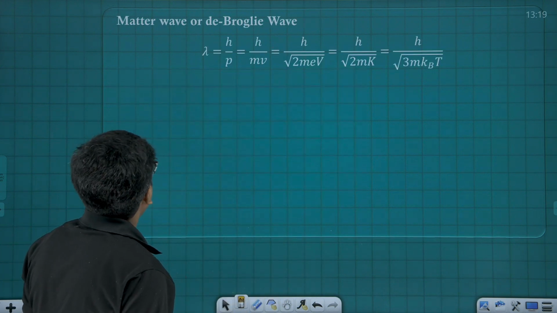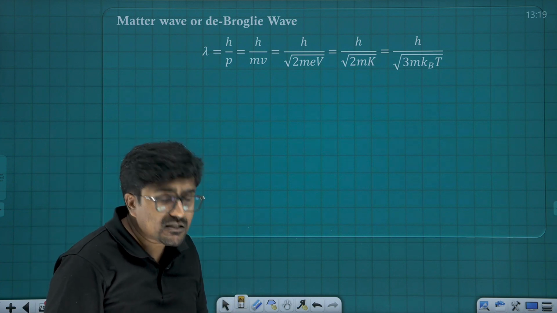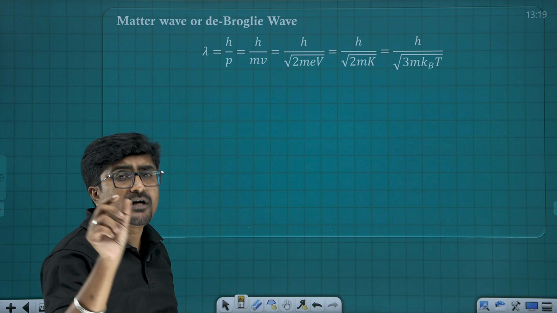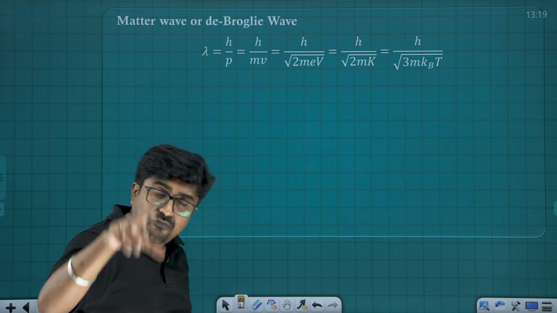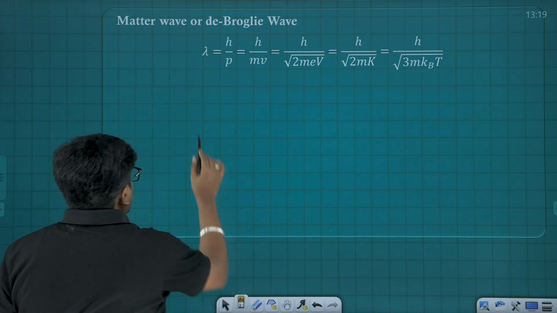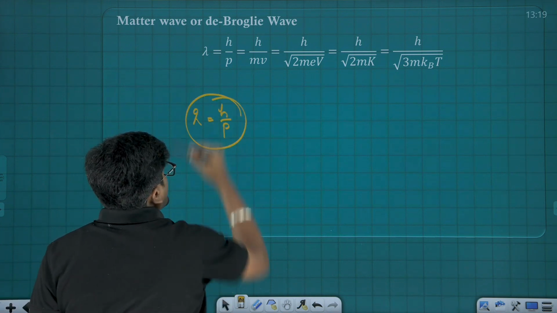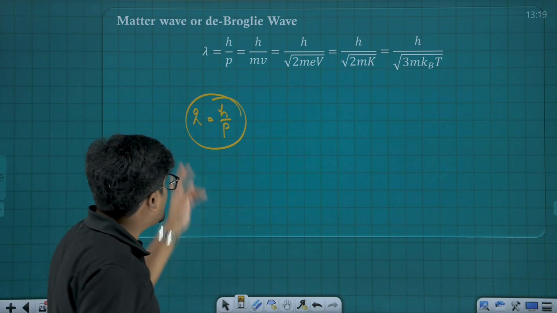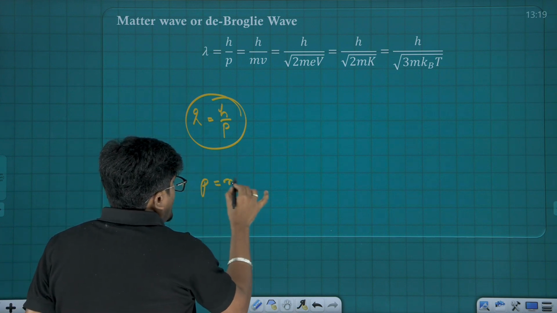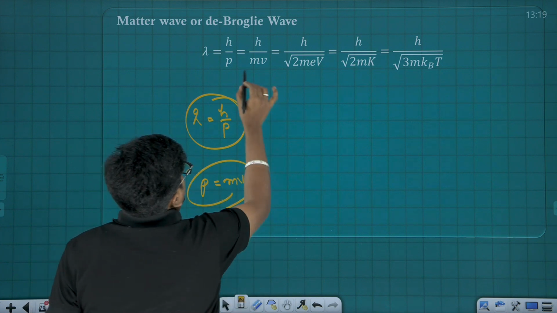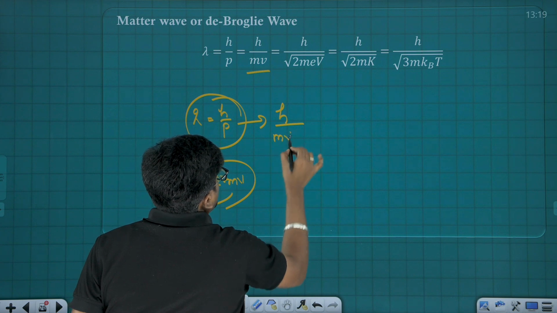And the last one is the matter wave or de Broglie wave. Basically, it says that for any particle having a linear momentum p, there will definitely be a wave associated with that particle, and lambda is equal to h upon p. This is the standard relation, where p is the linear momentum, and we know that p is equal to m into v. So we have another form of this, that is h upon m into v.